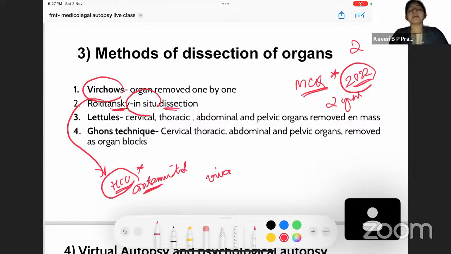Coming to Letulle, here cervical, thoracic, abdominal, and the pelvic organs are removed en masse. So, what do you understand by this? Here, the neck structures, the thorax, the heart, the pericardium, pleura, everything, the abdomen, the stomach, intestine, everything, pelvic, everything is removed en masse. That is, they are removed together. As a single block from top to below, you remove everything as a whole, en masse. That is meant by Letulle.